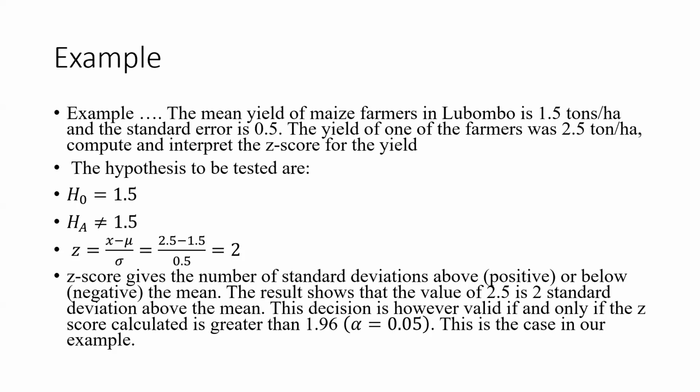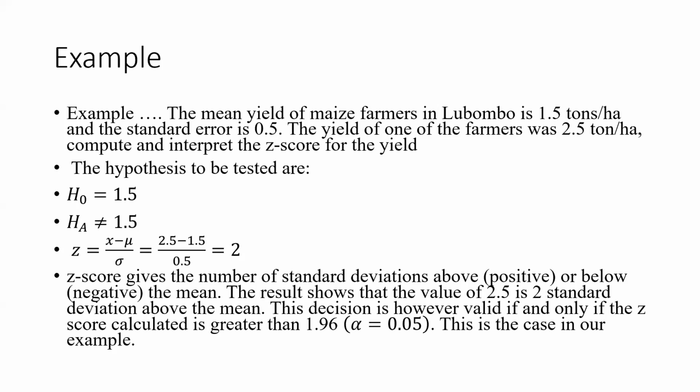And the yield of one of the farmers, let's say, was 2.5. We can compute and interpret the Z-score for that person's yield. So the hypothesis to be tested would be that the mean is 1.5, and the alternative would be it's not, because it's a kind of two-tailed test. So to calculate the Z-test for that particular person, we subtract the mean from the value and divide by the standard error.